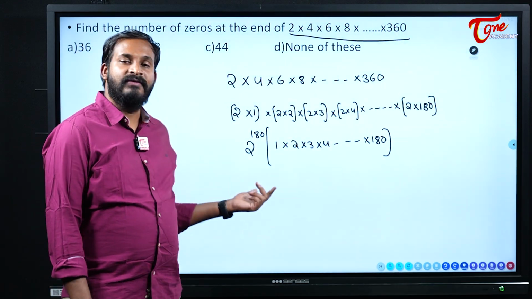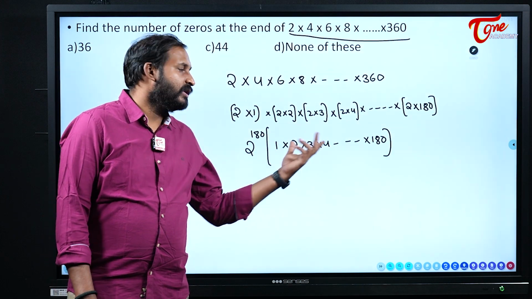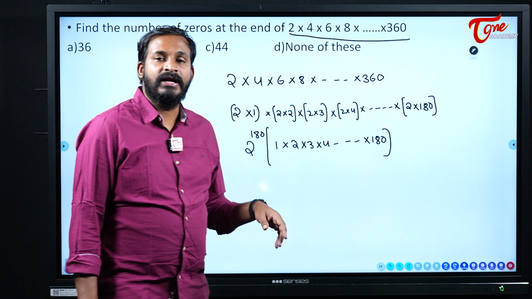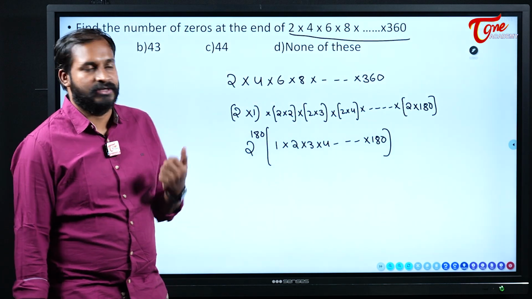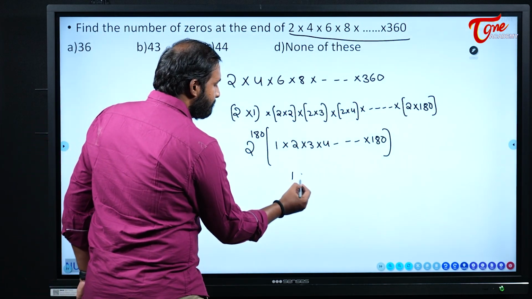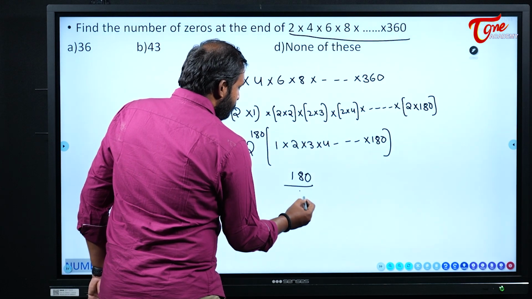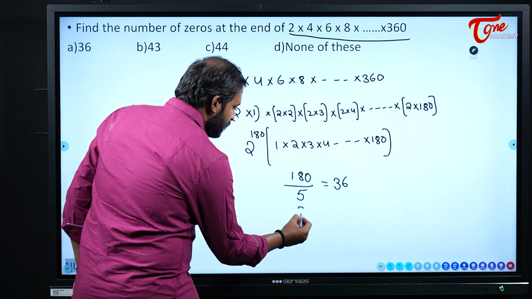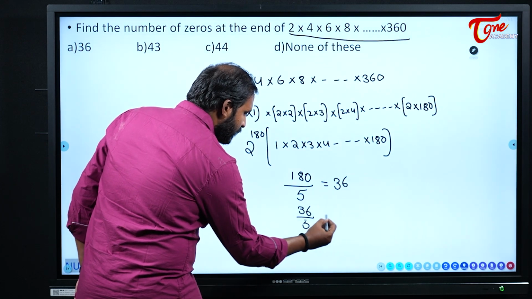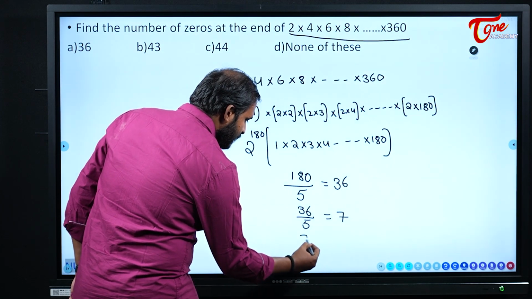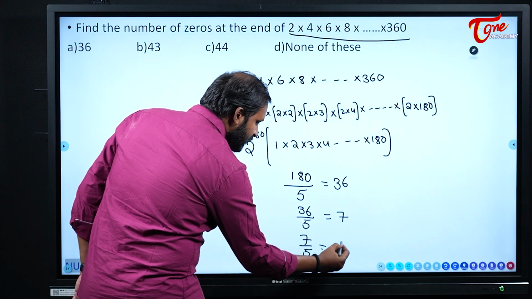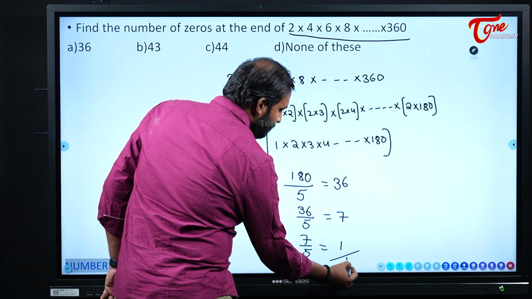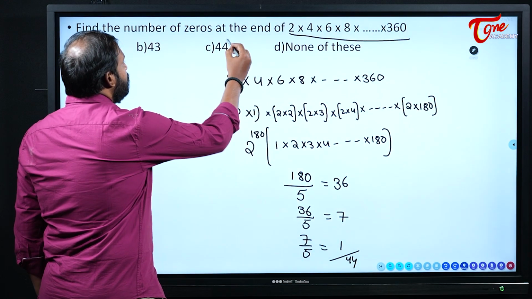See here, already we have 2's many in number. So we need to check just 5's. So 1 into 2 into 3 into 4 up to 180 is nothing but 180 factorial. So what will you write? 180 by 5, you will get 36. Next 36 by 5, we will get quotient as 7. Next 7 by 5, what is the quotient we get here? 1. So 36 plus 8, 44. So the total number of zeros here is 44.